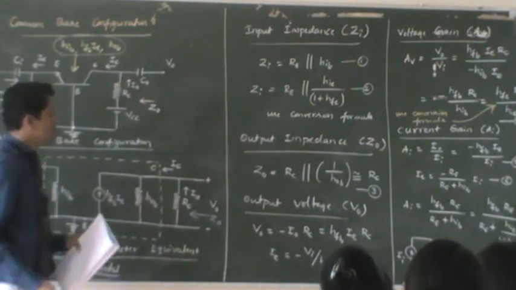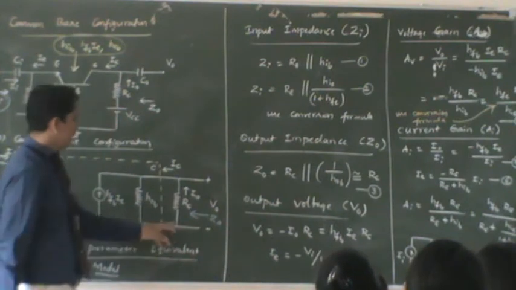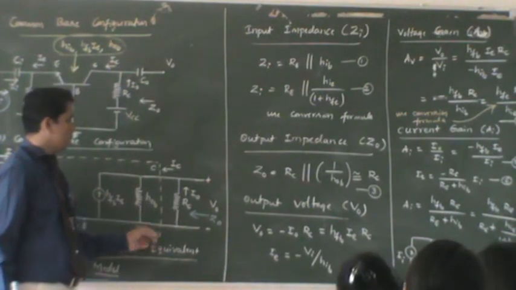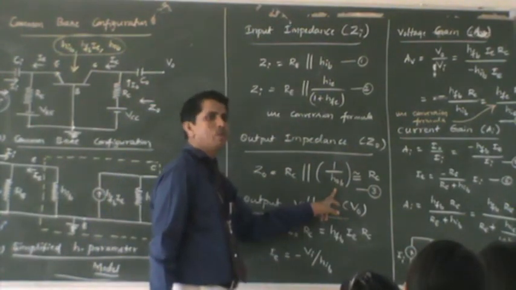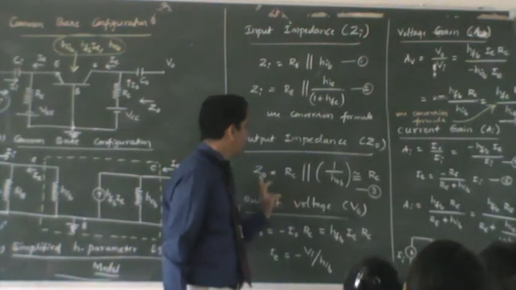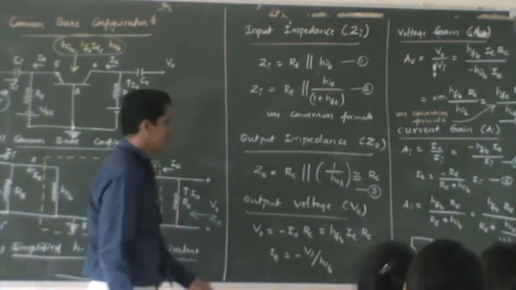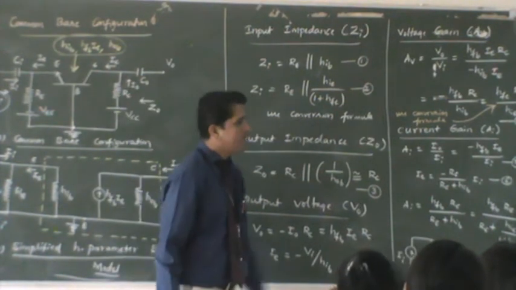Z0 is given by RC in parallel combination with 1 over H1. These two in parallel give you Z0, and this 1 over H1 becomes a very small value so that you can neglect it, so that Z0 will be approximately RC. Output voltage can be calculated before we go to the voltage gain derivation.